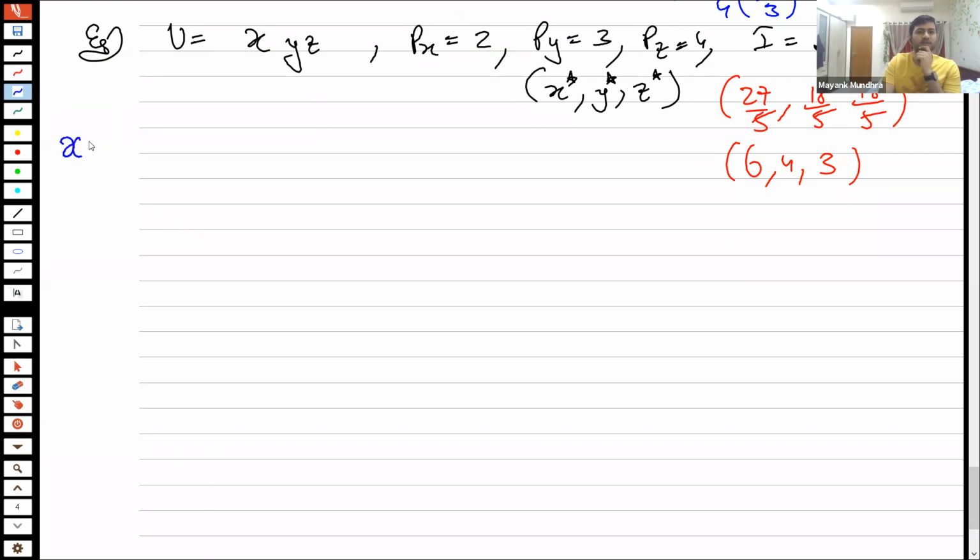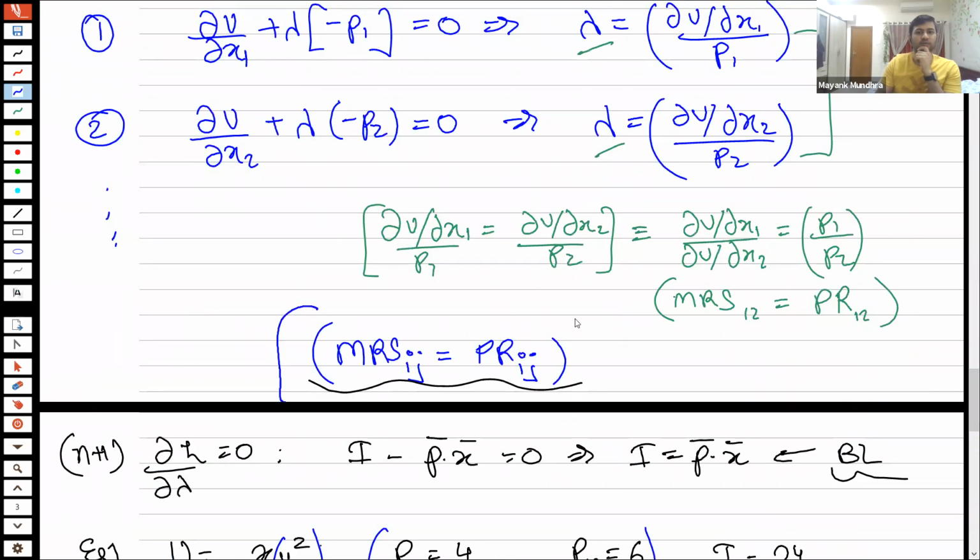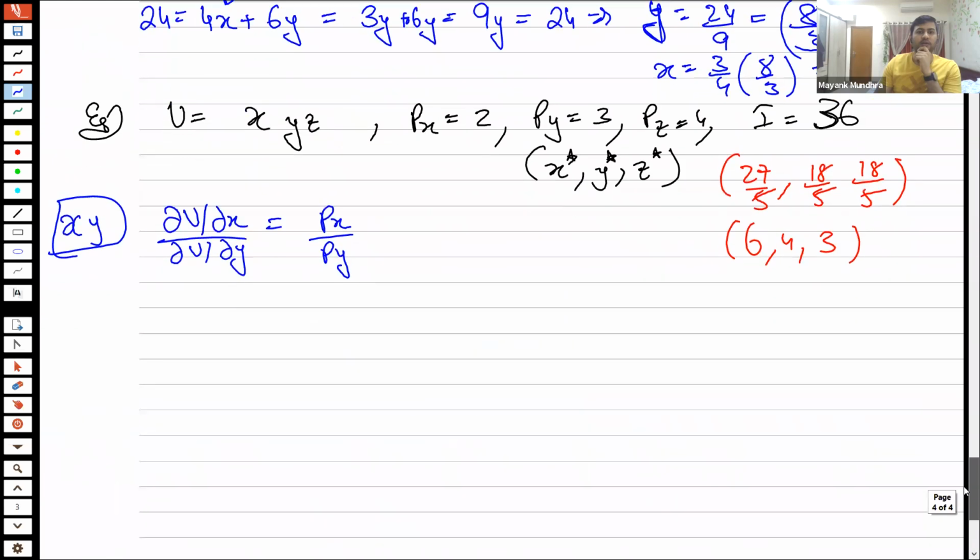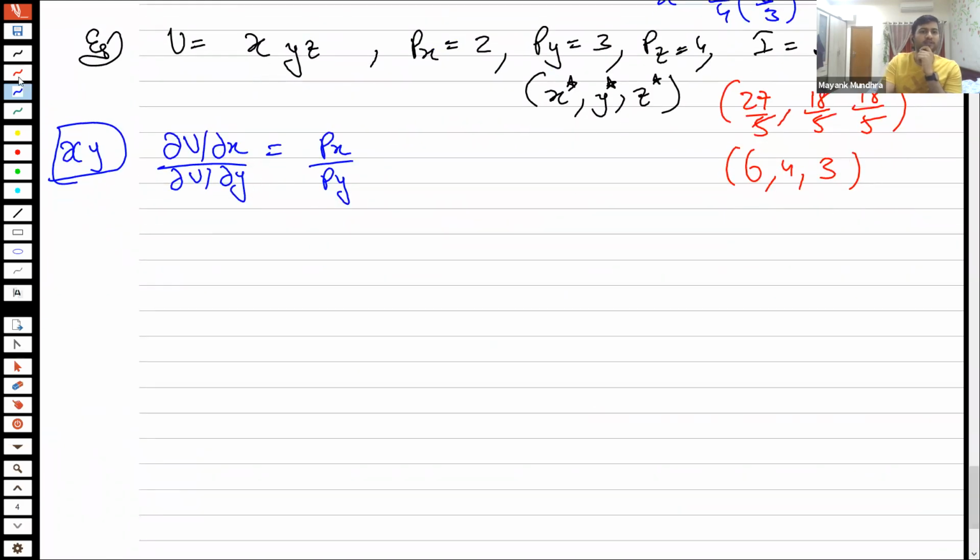So first, let's fix on X and Y. So what I get is del U by del X upon del U by del Y. This should be equal to Px upon Py. This was the MRS equals price ratio rule for goods i and j, right? Now, what is del U by del X? When I differentiate with respect to X, I'm going to keep Y and Z as constant. So the numerator is just YZ, and differentiating X will give me just 1. So that is just YZ.